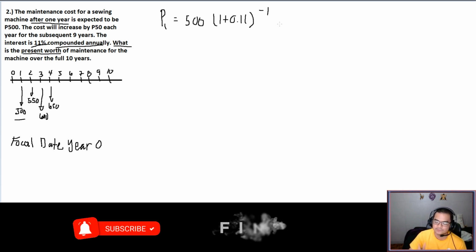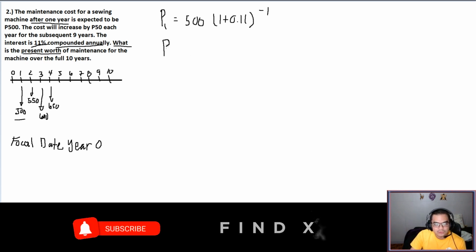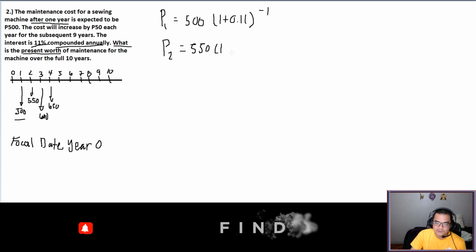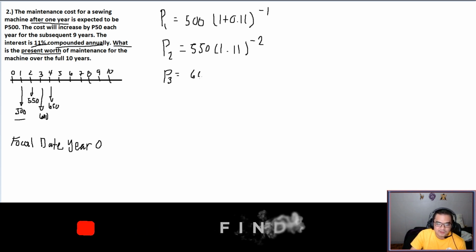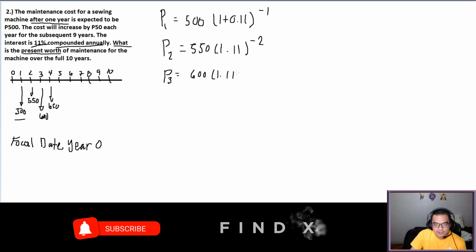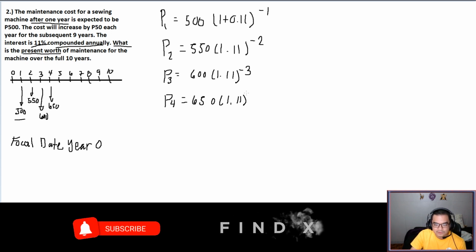Again, that must be negative because we are going to the present, or going to the left. Now, for P2, P2 is equal to 550 times 1.11, that's 1 plus 0.11, raised to negative 2. And then P3 is equal to 600 times 1.11 raised to negative 3. And then P4 is equal to 650 times 1.11 raised to negative 4.